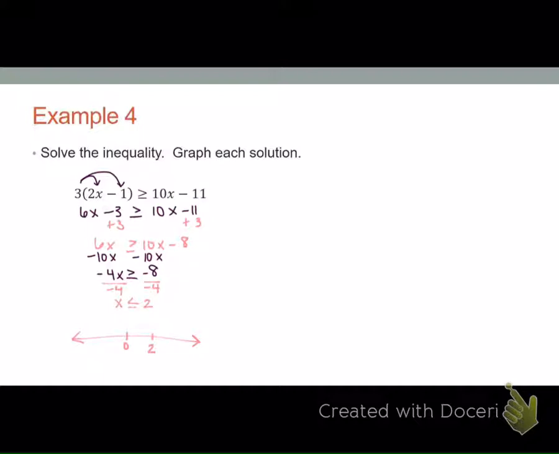Mike, now would it be open or closed? Closed. And Jordan, which way would you shade? It's pointing to the left, so it is going to the left. It also means less than, and the numbers to the left are less. Look at that and see what questions you have for me before we get into the next examples.